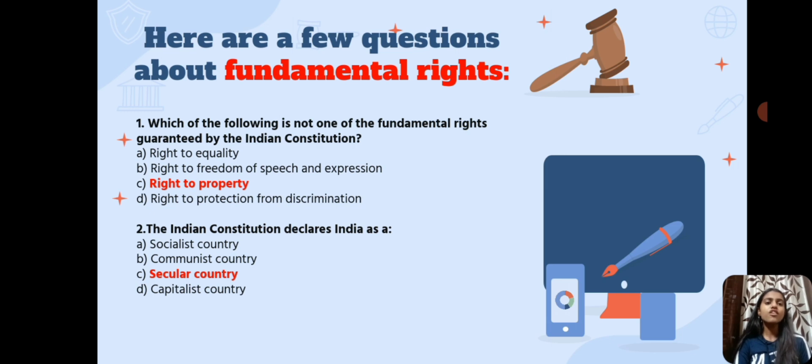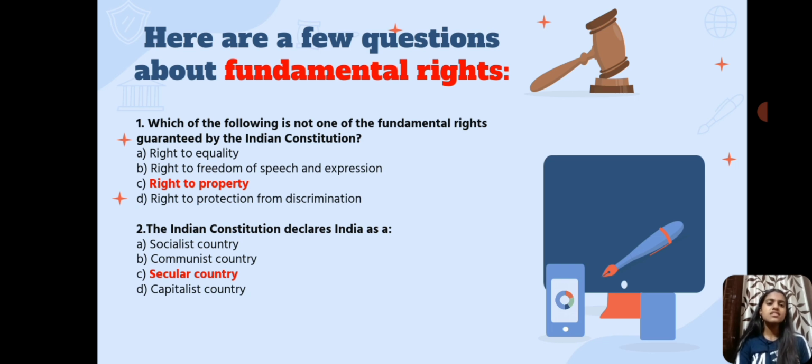Which of the following is not one of the fundamental rights guaranteed by the Indian Constitution? Right to equality, right to freedom of speech and expression, right to property, right to protection from discrimination. The right answer is right to property. Not even in a single page of a constitution is there anything about right to property. Hence, right to property is the right answer.